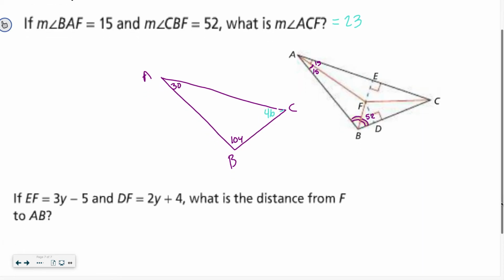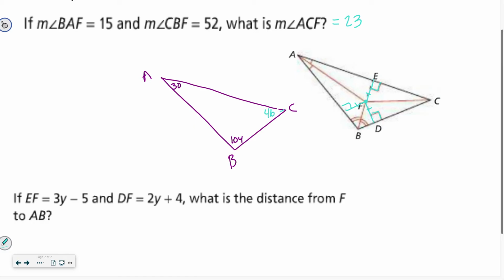Then, the other information we know about incenters is, if I have EF, notice that's going from a side to the incenter, and DF is going from a side to the incenter. They both meet at 90 degrees. What is the distance from F to AB? Going from the side AB to the incenter, we always go on the line that's the perpendicular because that's the shortest possible distance. Also, with incenters, those are all equal to each other. So I can say EF equals DF equals that third side I want.